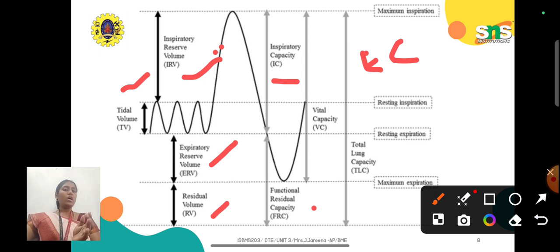If you give extra effort to exhale even more gas out of your body, then the remaining air is called residual volume.